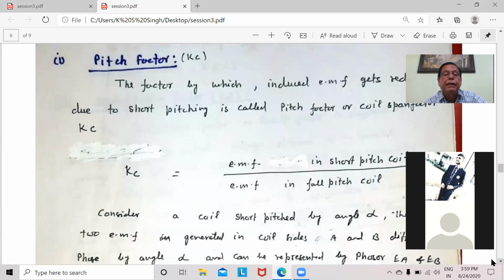Pitch factor: when you are using a full pitch coil, the voltage induced in all the conductors is in the same direction, and the total voltage induced will be the arithmetical sum of the voltage induced in all the conductors. Suppose there are two conductors, EA and EB.